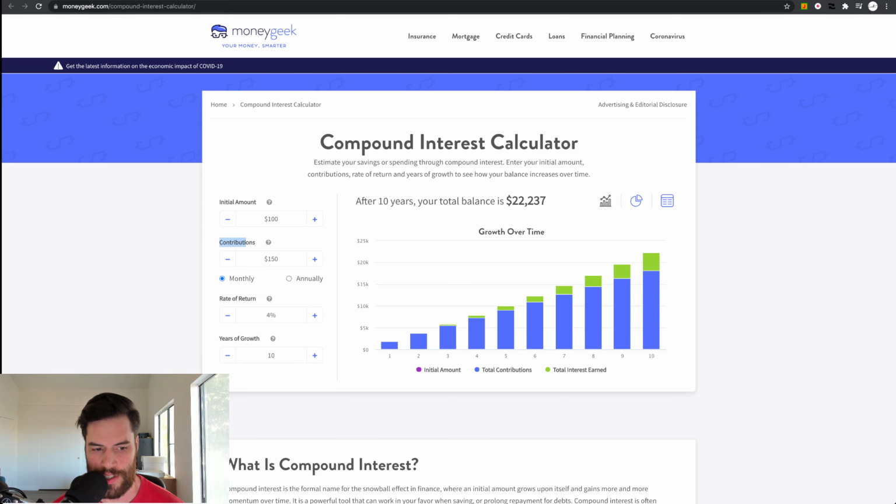Contributions. This is how much you are going to contribute every single month. Now, let's just say you're 20 years old. You don't make that much money. So let's just do $100 a month, right? That's all you're going to put in, $100 a month. You could manage that. That's not very much.